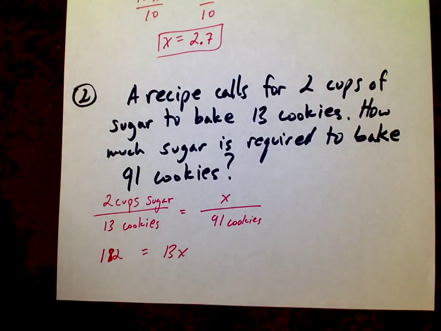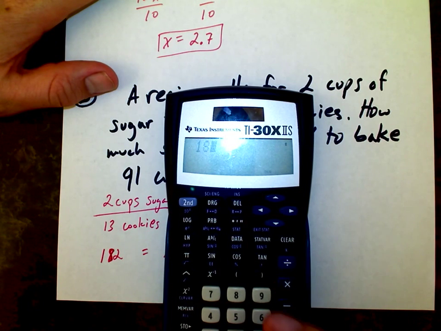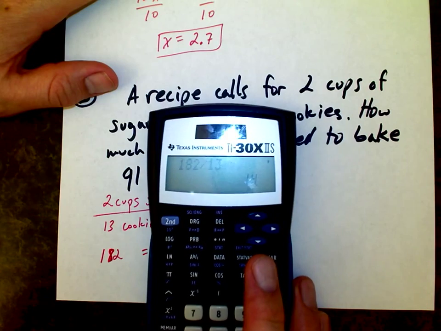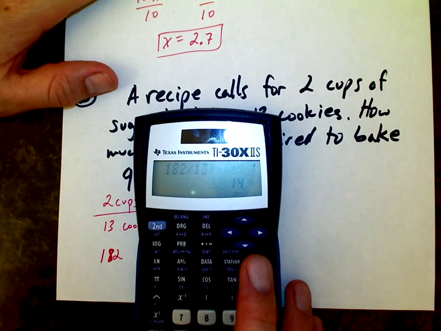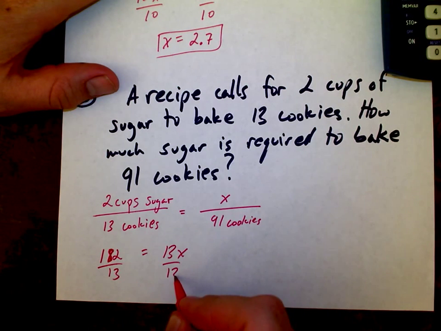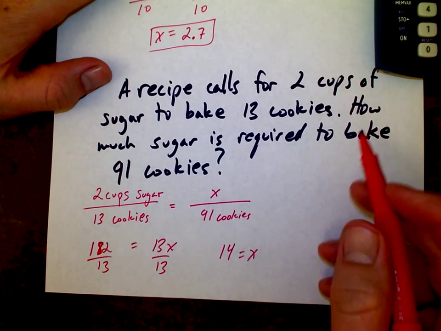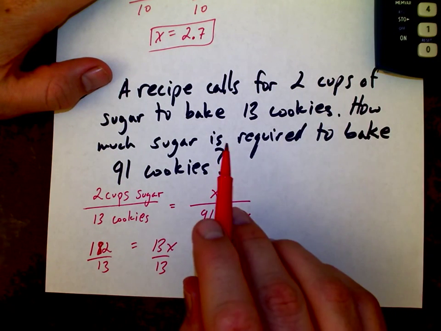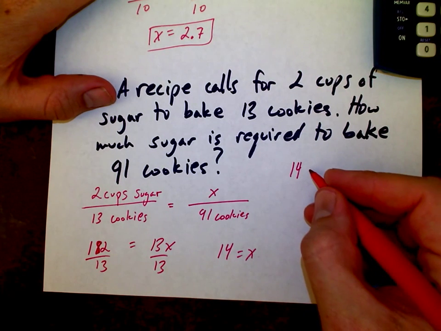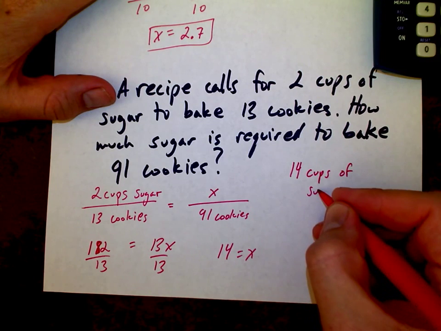Just going to double check here. Divide that by 13. I don't know if you guys can see that, which is 14. So we divide by 13. So we have 14 equals x. In other words, how much sugar is required to bake 91 cookies? 14 cups of sugar.